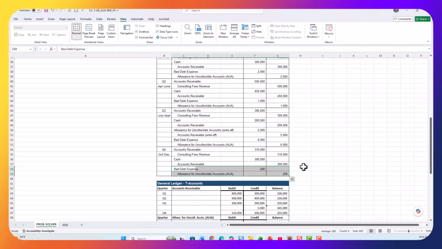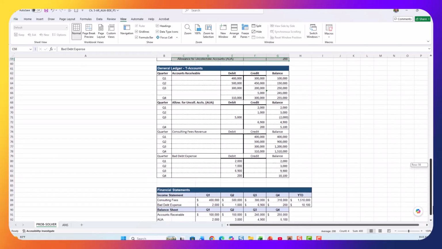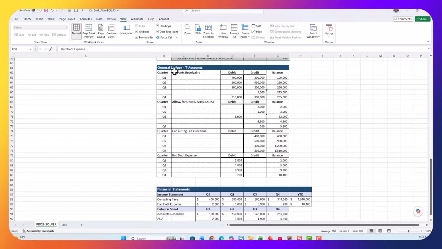When we look at our general ledger accounts, you can see that at the end of Q4, our accounts receivable balance is $255,000 debit. Our allowance for uncollectible accounts is $5,100 credit. Our revenue accounts for the quarter were $310,000. Our year-to-date balance, $1,510,000. Our bad debt expense for the quarter, $200. Our year-to-date balance, $10,100.